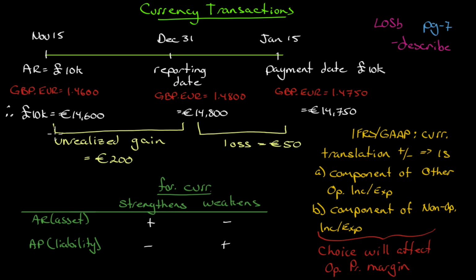Do you see that? From this period of time all the way to the payment date, £10,000 would have bought us 14,600. Now it buys us 14,750. But we have this reporting thing in the middle where we have an unrealized gain, but then we have an actual realized loss, which gives us a realized gain of 150 over that period of time. But we have the idea of unrealized versus realized. Now, typically, unrealized gains or losses do not go to the income statement. They'd go to other comprehensive income and then get transferred to the income statement once they become realized. Is that the same thing here?